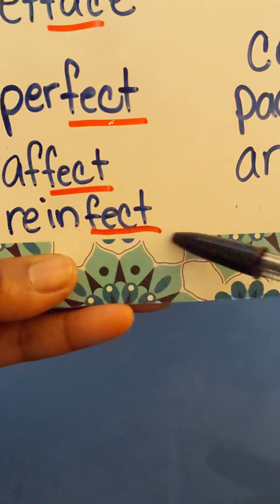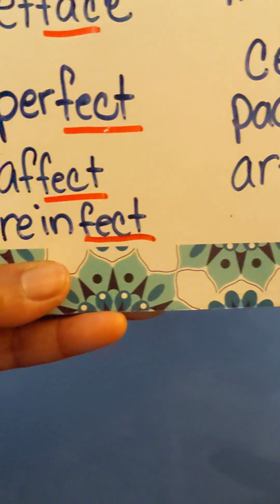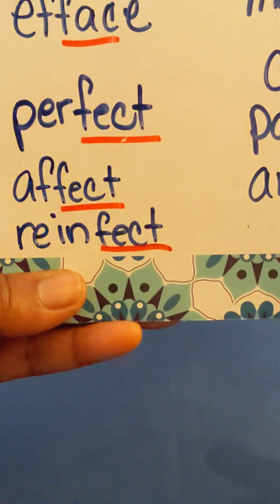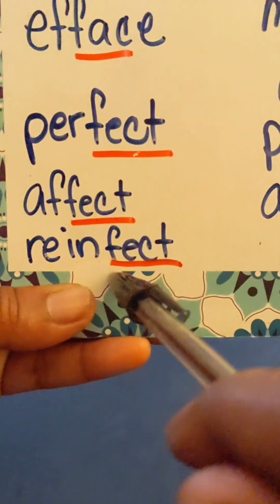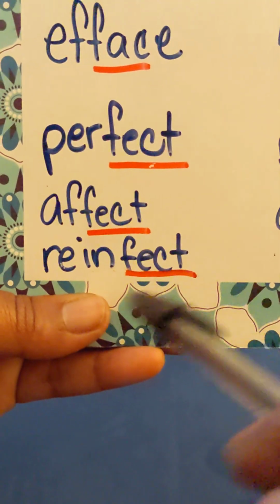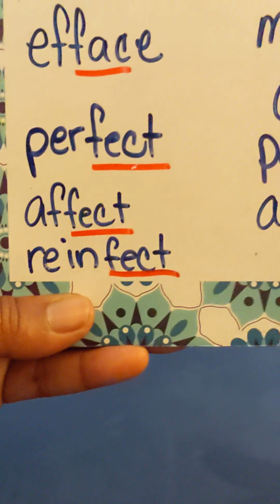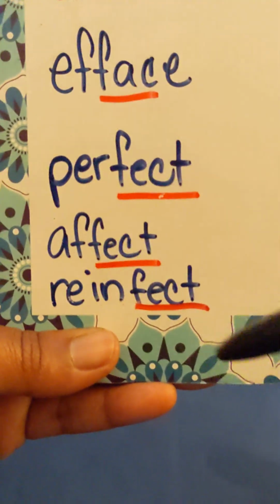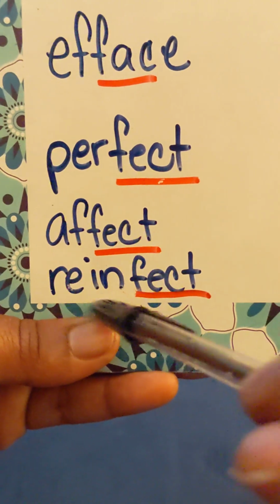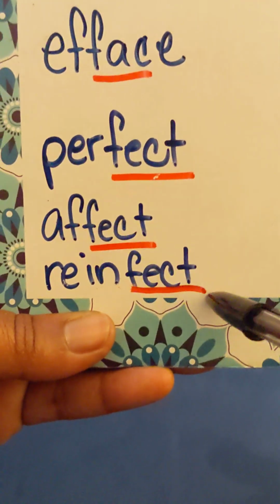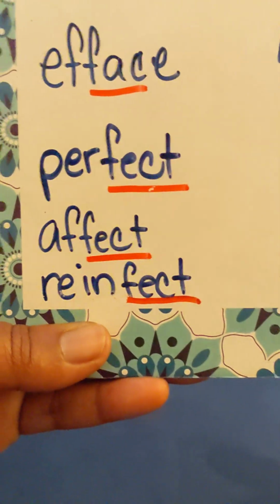Reinfect. So we know what infect means, to make something tainted, if we want to say that. But fect is here, to make. When something is infected, it's tainted, usually with a virus or a disease or something. We know re means to do over. So there you go. That's your make and do.